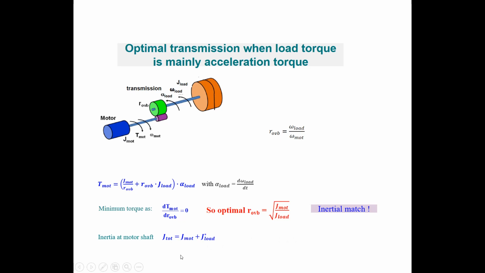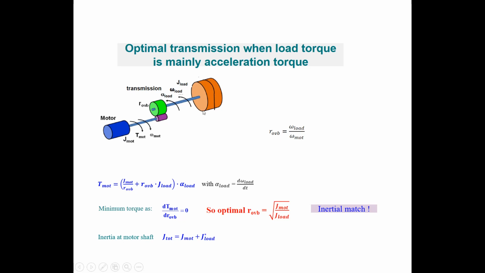Okay, so what is, in this example, the complete inertia at motor level? Well, that is the motor inertia itself plus the reduced load inertia towards motor level. So it's J motor plus J load star, which indicates the reduced inertia from the load towards the motor shaft.